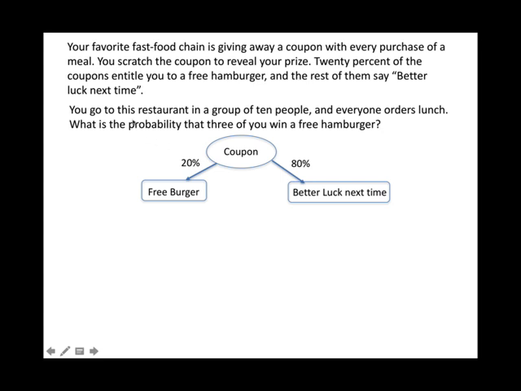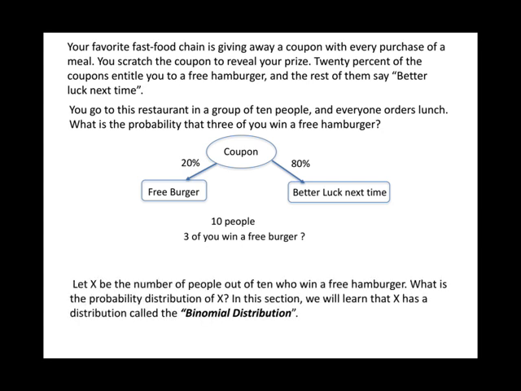Now, you go to this restaurant in a group of 10 people, and everyone orders lunch. So everyone gets a coupon. I want to find out the probability that 3 of you win a free burger. 10 people, 10 coupons, and I want to know the probability that 3 of you win a free burger. This kind of example we call the binomial distribution.